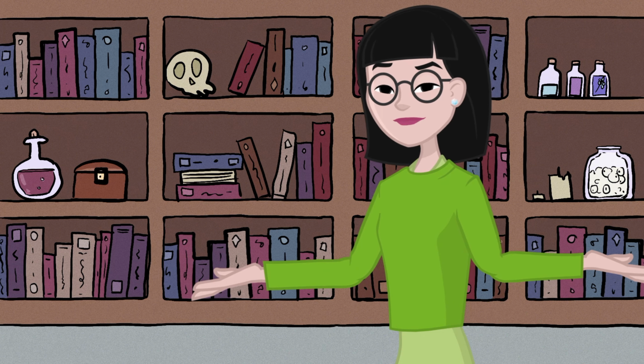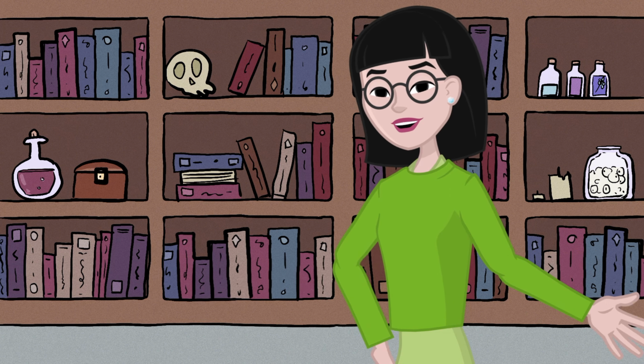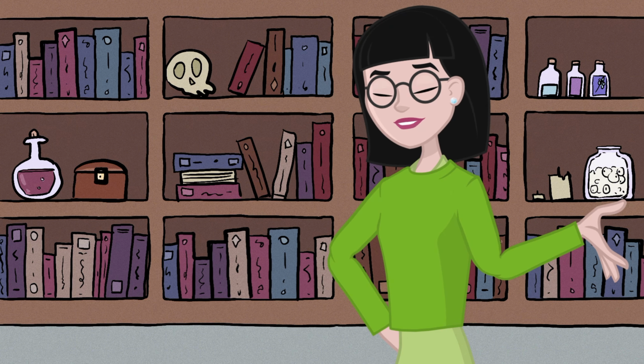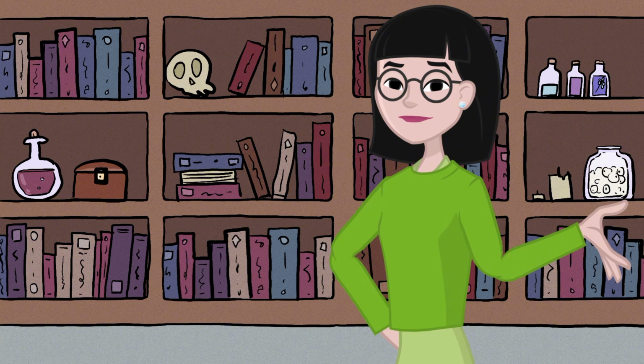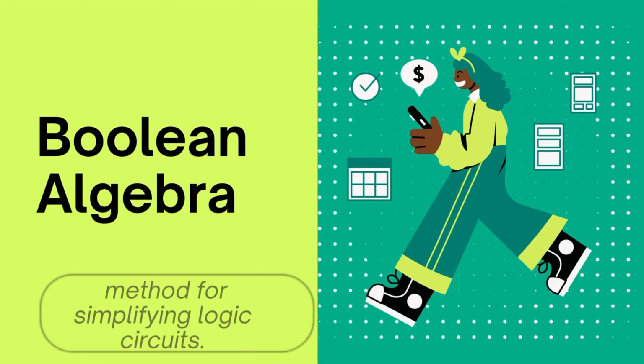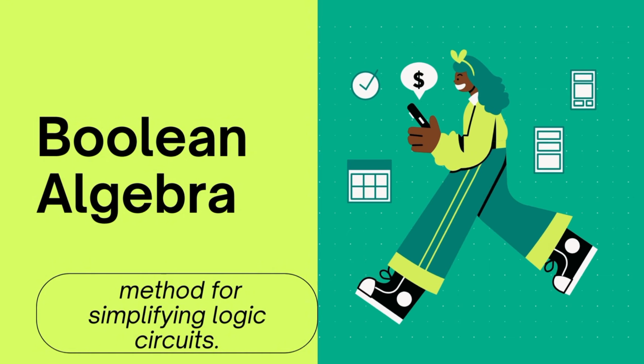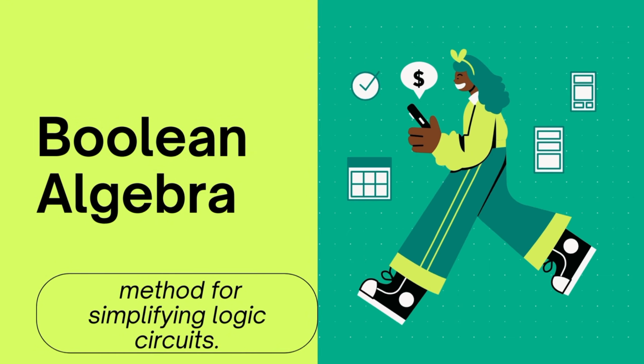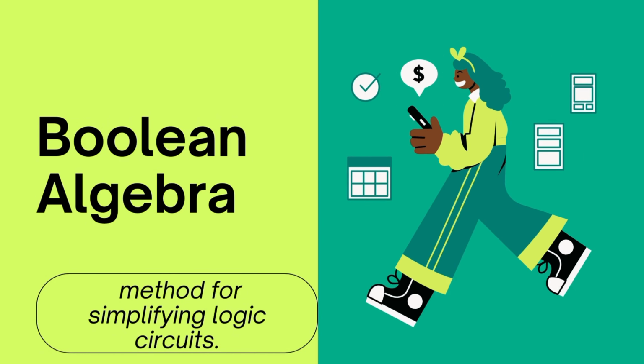This branch of mathematics is fundamental to the design of electronic circuits and computer systems. Without it, our favorite devices would not exist. Boolean algebra is a method for simplifying logic circuits. Therefore, it is also called switching algebra.